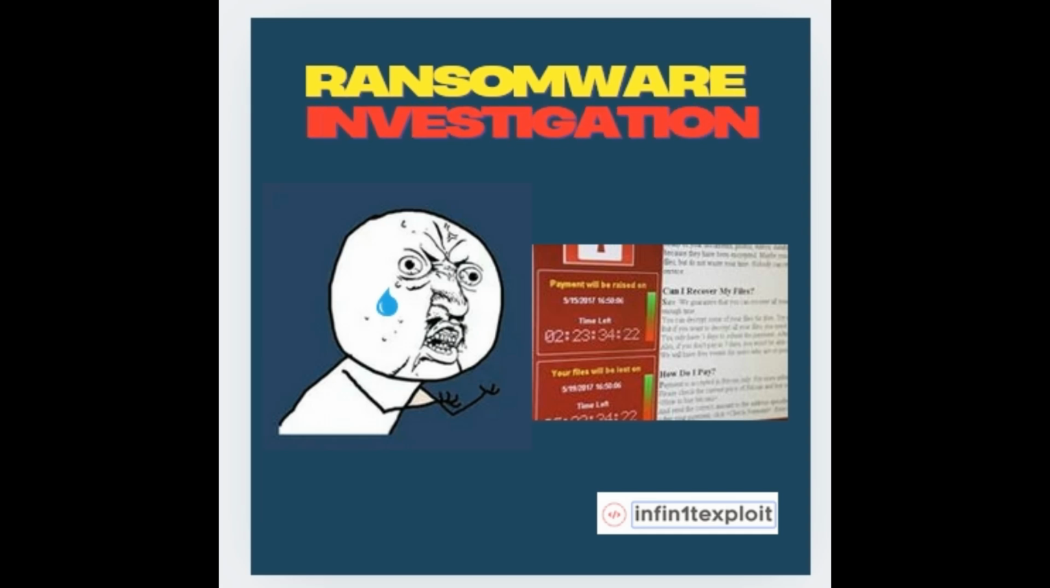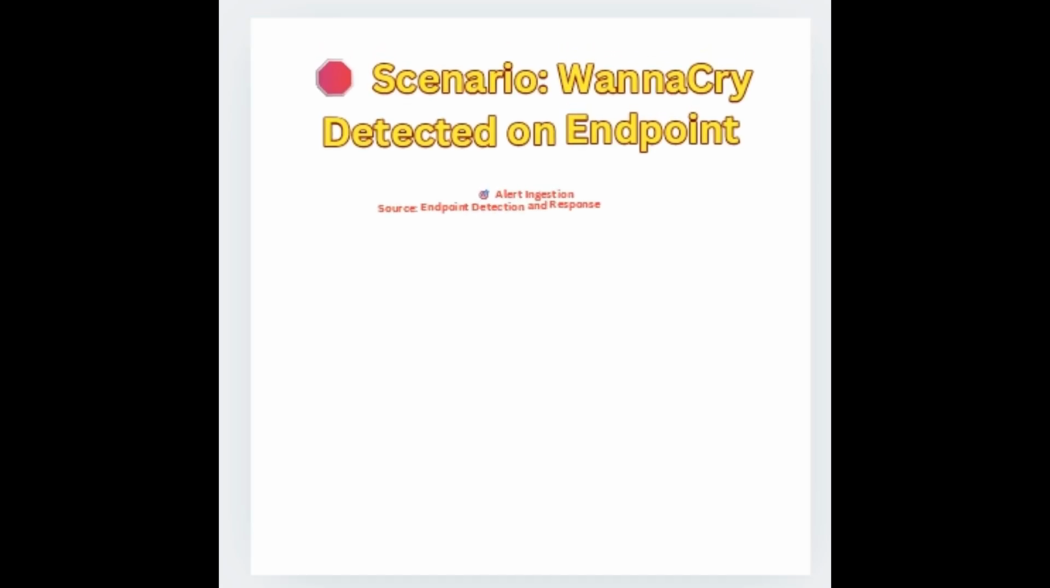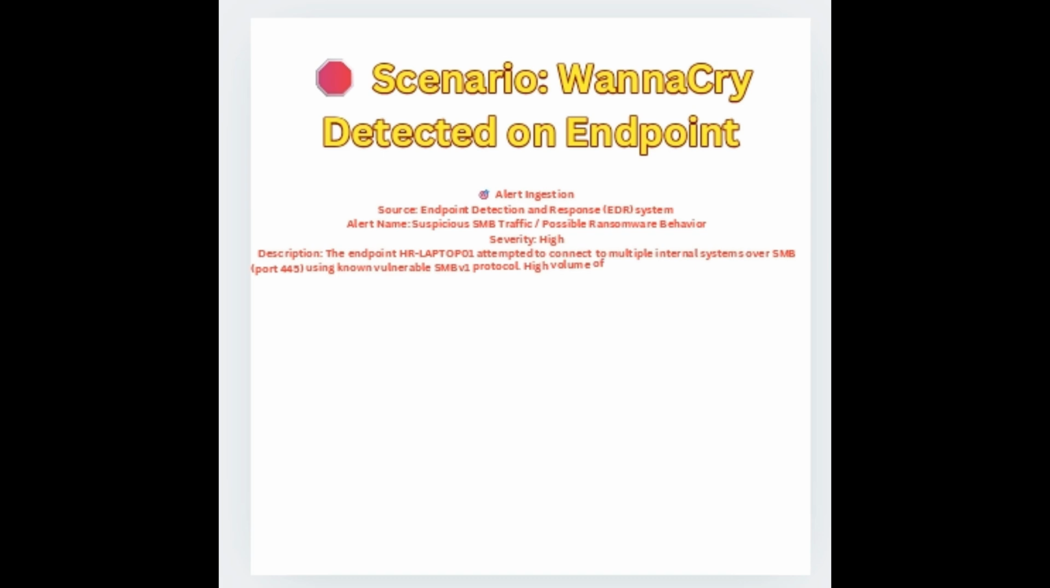So let's look at a ransomware investigation. Say you're a SOC analyst and you have a scenario where WannaCry is detected on the endpoint. That alert may be ingested on your EDR system, and that's endpoint detection and response. An endpoint is basically your computer, your phone, your laptop, whatever asset you have on your company's network. The alert name would be "suspicious SMB traffic, possible ransomware behavior."